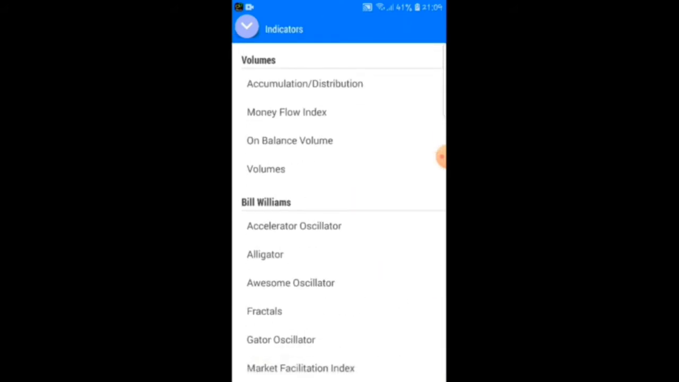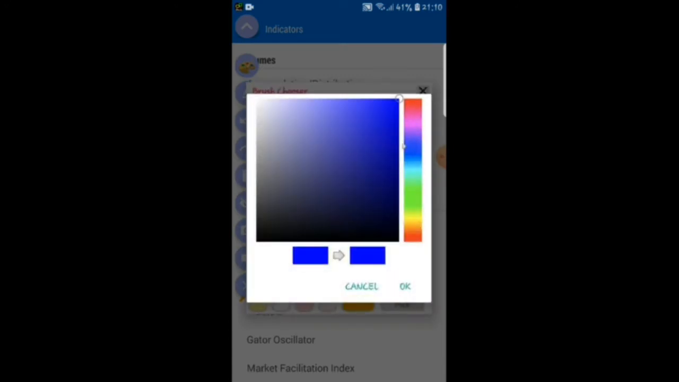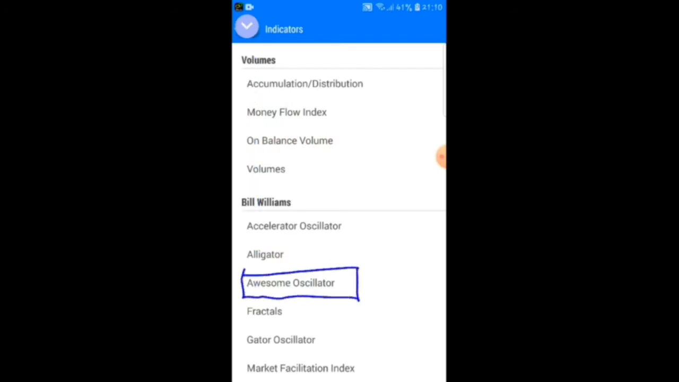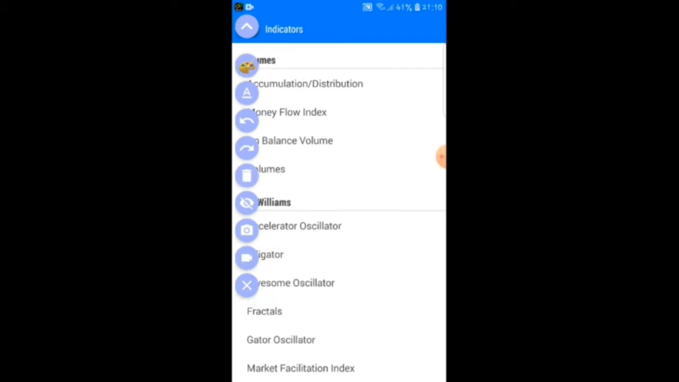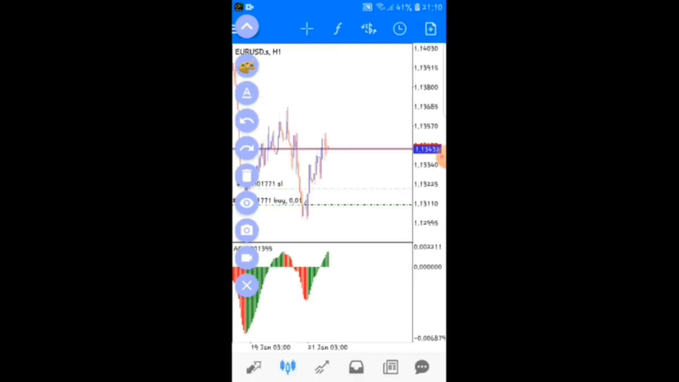So I like using this awesome oscillator. Let me change the color so that you can be able to see, right? So I used my awesome oscillator, this one, so that I can find divergence. Remember I told you I like using this indicator to find what? To find divergence. So click on it, then click done.